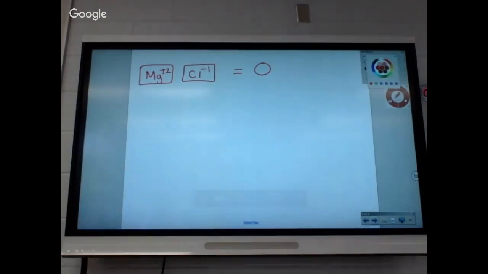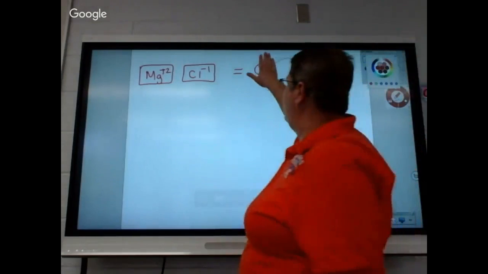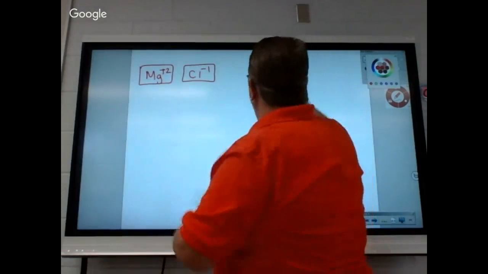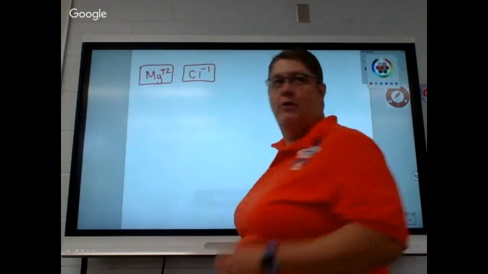All right, so we have magnesium has a +2 and chlorine has a -1. When you combine the two, do the oxidation numbers total 0? Big math class. So we have to add some magnesiums and some chlorines until the oxidation numbers total 0. Well, what would I need to add to get them to total 0?